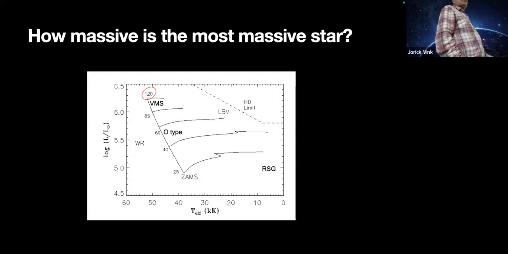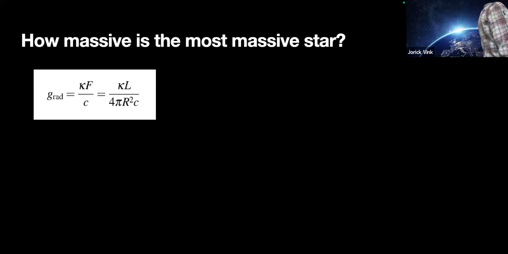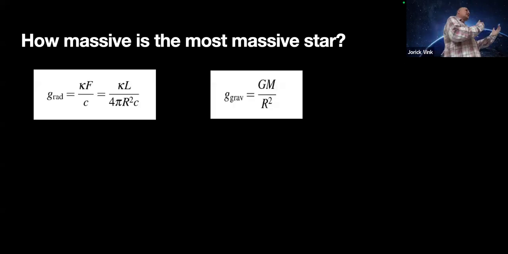So, how massive is the most massive star? That number is just a number, right? What about the physics? Theoretically, we have to consider two accelerations. The radiative acceleration, which is the flux divided by the speed of light, forget about that, it's just a number. The opacity. Opacity times the flux, that's what we are after. Flux you can write as L over 4 pi r squared. That you have to balance against gravity.